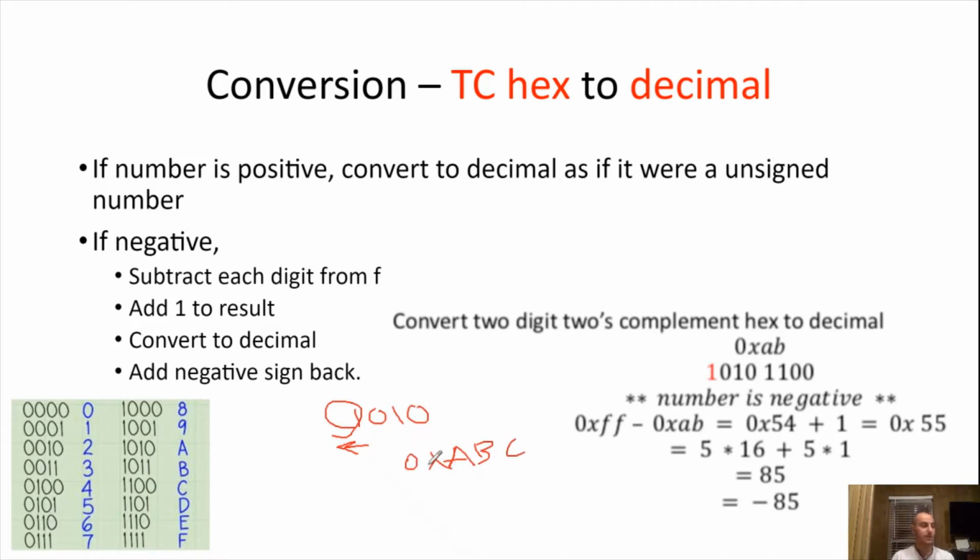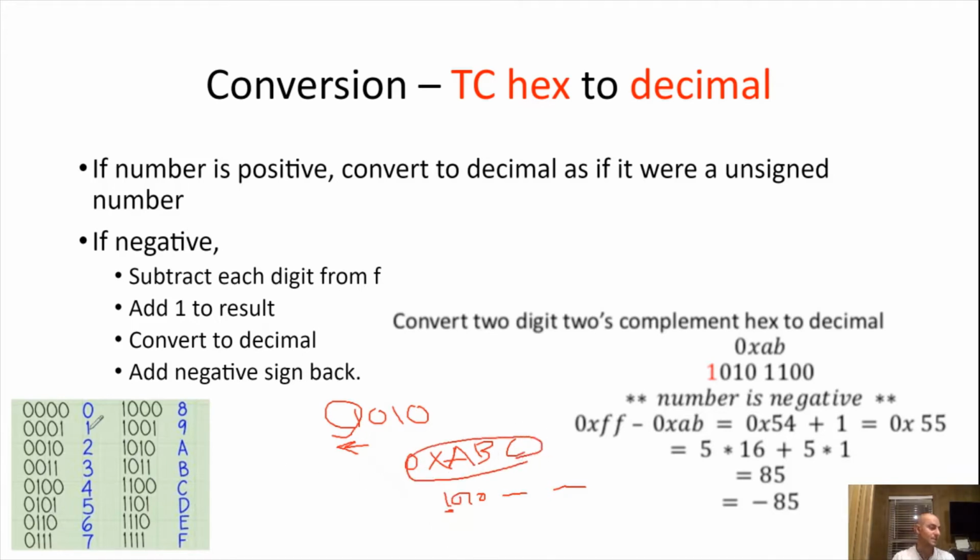So the way is that you have to convert the leftmost digit to binary first, and then from the binary we can know. So if you look at this one, for example, this A is going to be 1010, and then B is going to be something, C is going to be something, but it doesn't matter. We are looking for this one here, and that is going to be a 1, so it's a negative number.